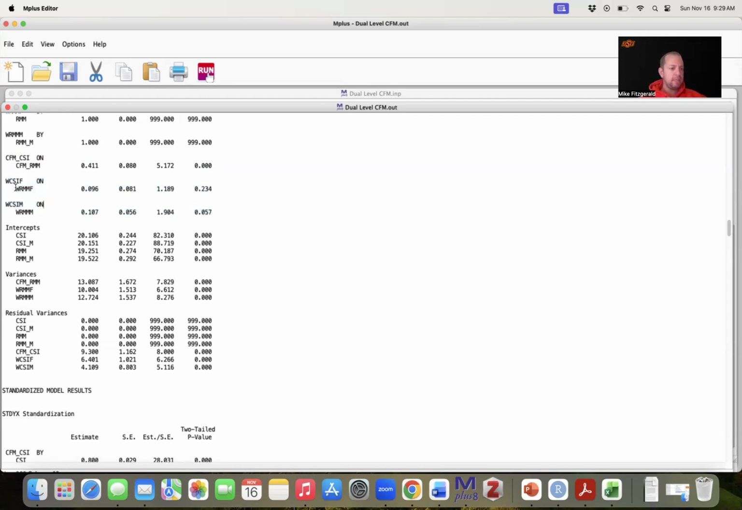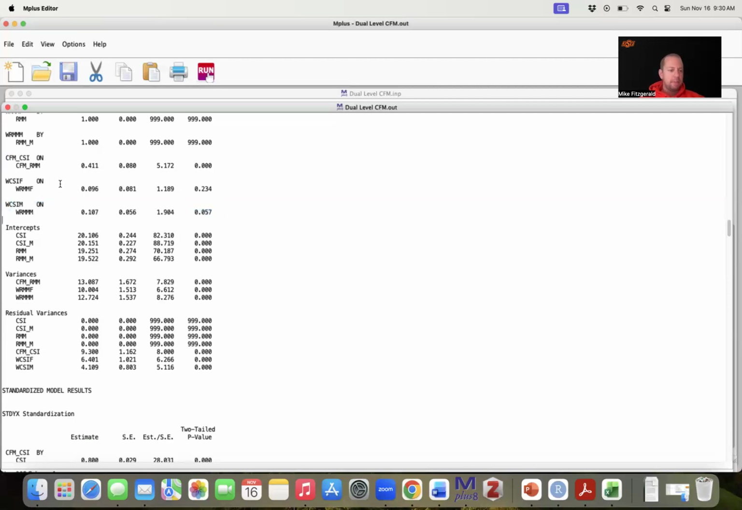So this means that unique perceptions of a female's relationship mindfulness that are unshared with their partner is actually not associated with their own unshared perceptions of relationship quality. We see a 0.096 and their standard error is 0.08 and our p-value is 0.234. Right? For men, it approaches significance, but it is not significant.